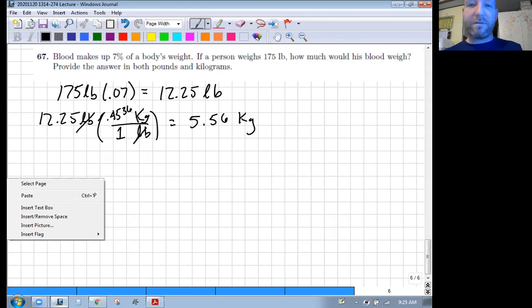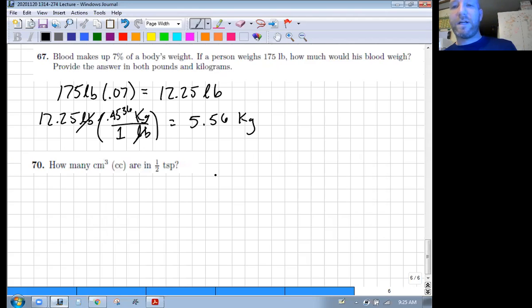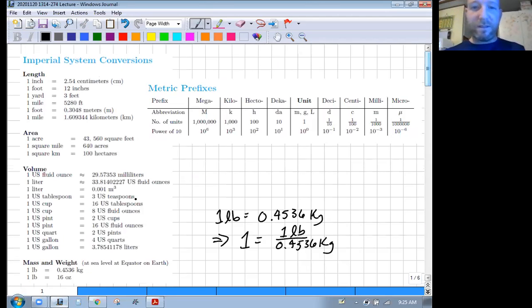Try this one. How many centimeters cubed are in half a teaspoon? So if we have 0.5 teaspoons, now we're aiming for centimeters cubed. This might be fun here. Let's see, teaspoon is the only place a teaspoon shows up.